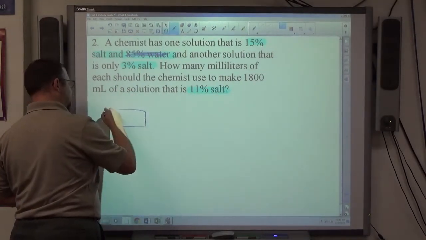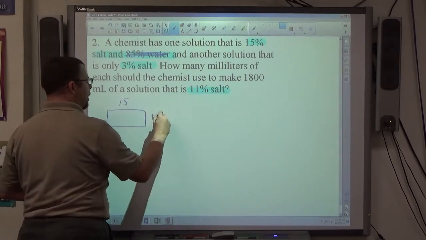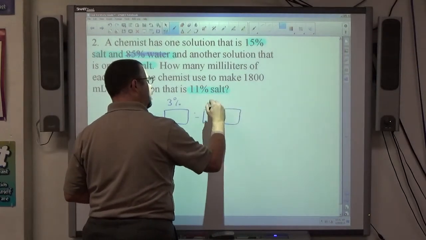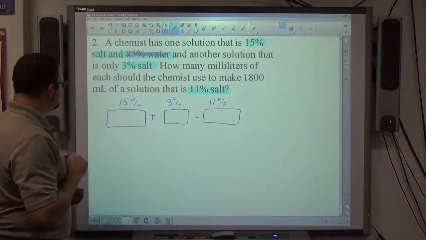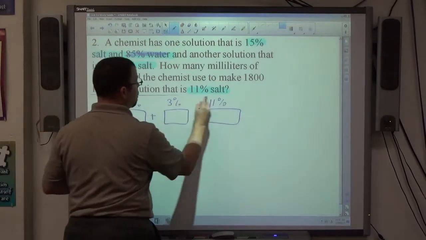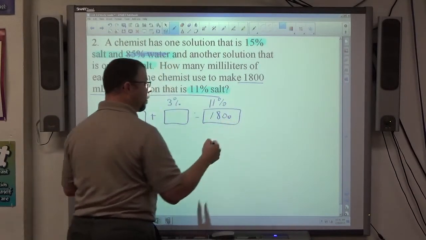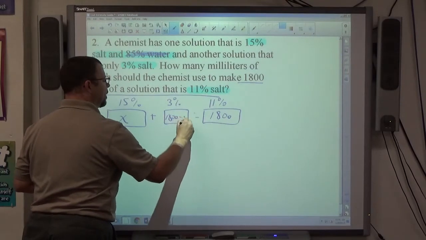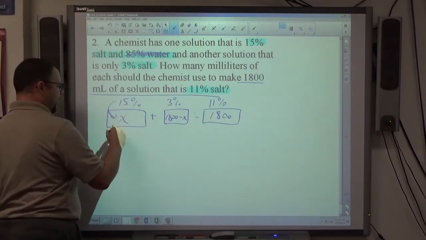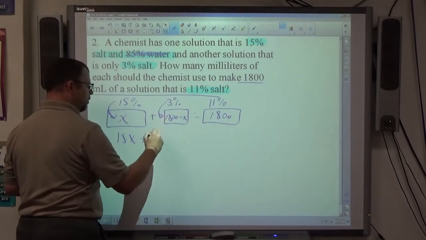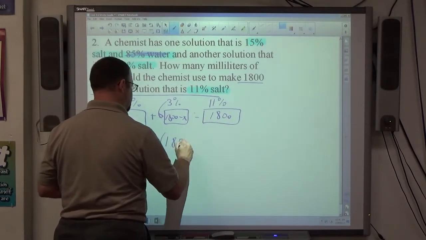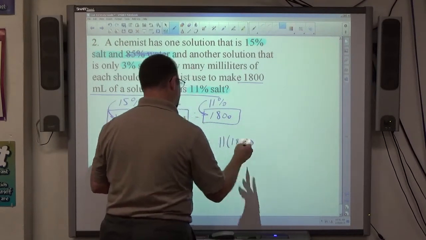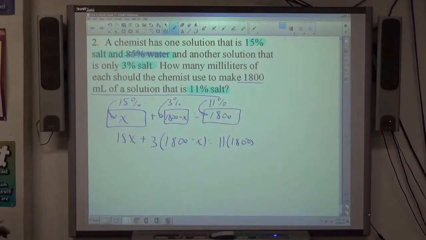So this works out very much like the last one did. We got a 15% solution being added to a 3% solution to create an 11% solution. And we're trying to make 1,800 milliliters of the 11% solution, so 1,800 goes here. Once again, I know the final amount, I don't know either initial amount. So if this is x, this is 1,800 minus x. So then 15 times x plus 3 times 1,800 minus x equals 11 times 1,800. And percent times amount plus percent times amount equals percent times amount.